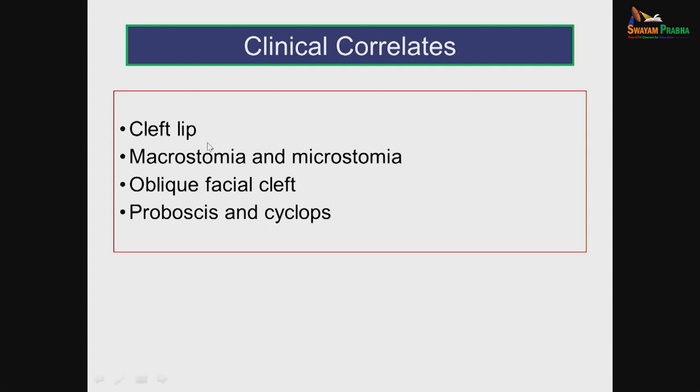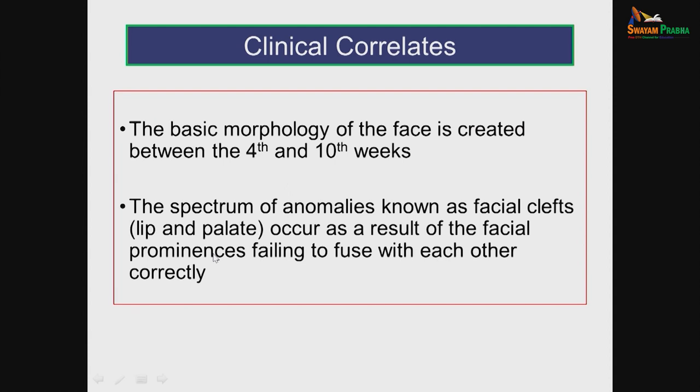I will be discussing this under these headings. One is the cleft lip, it's also called hare lip. Next is macrostomia and microstomia, oblique facial cleft, proboscis and cyclops. First, we'll take up cleft lip. You have to understand that the basic morphology of the face is created between 4th and 10th weeks of development. The spectrum of anomalies known as facial clefts, it can be cleft lip or cleft palate, occur as a result of the facial prominences failing to fuse with each other correctly.